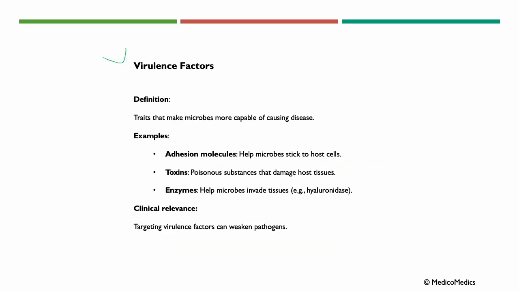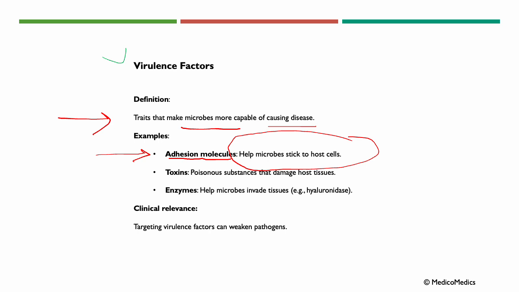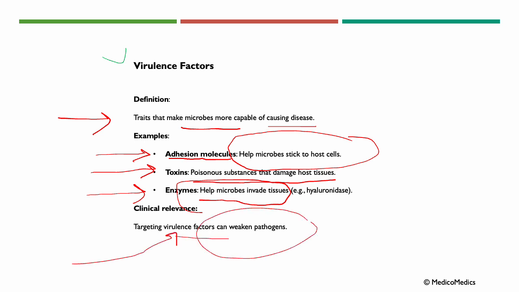What are virulence factors? Well, these are traits that make the microbe more capable of causing disease. For example, if they have adhesion molecules, these will help the microbe to stick to the host cells. Toxins, so poisonous substances that damage host tissues. Enzymes. These might help microbes invade tissues. So targeting virulence factors can weaken these pathogens.